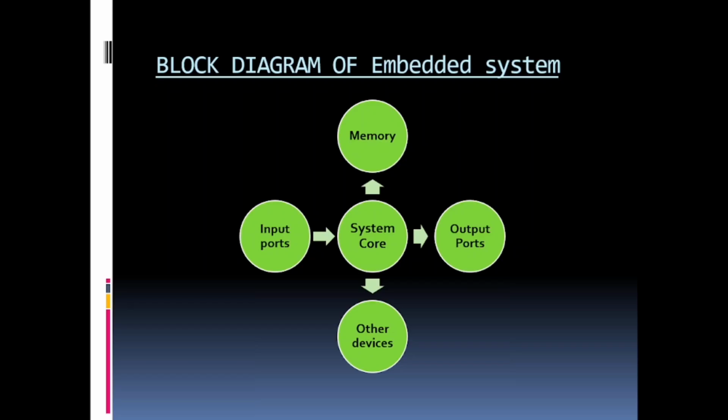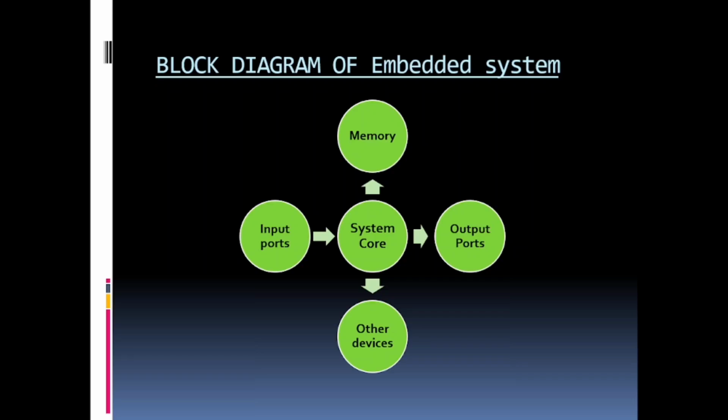And the next is the block diagram of the embedded system. This slide shows the basic block diagram of an embedded system. At the center is the system core, usually a microcontroller or processor. It receives inputs, processes them based on the program, and sends outputs. Input ports: sensors or switches send data or signals into the system.